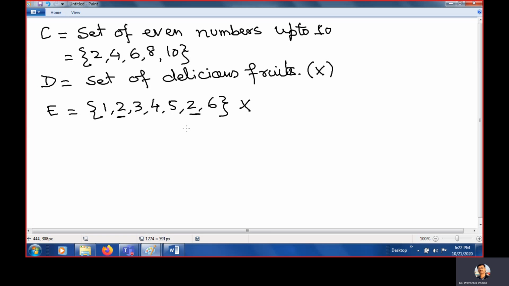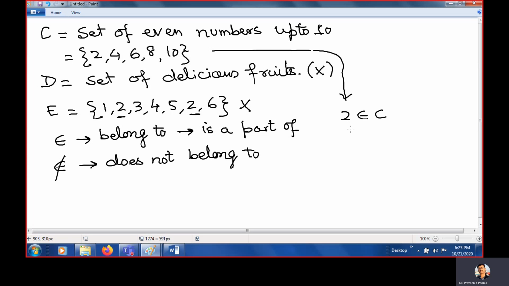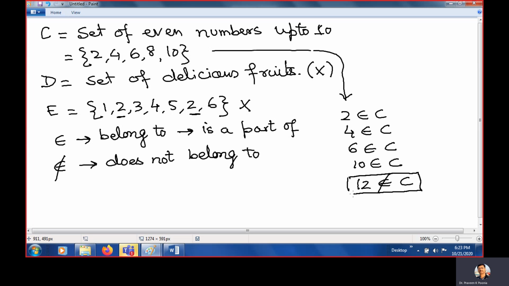One more thing I will tell you, because we use these two notations very frequently. The meaning of this one is belongs to. Please remember this. And the meaning of this one is does not belong to. Belongs to means is a part of. So 2 belongs to C, 4 belongs to C, 6 belongs to C, 10 belongs to C, but 12 does not belong to C because 12 is not here. You need to remember this. So this is about the sets.